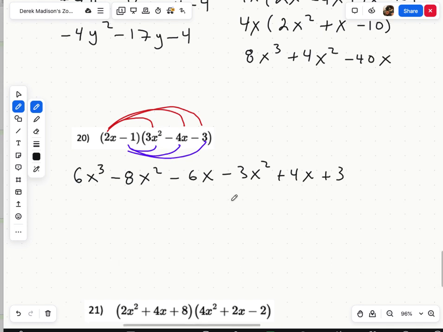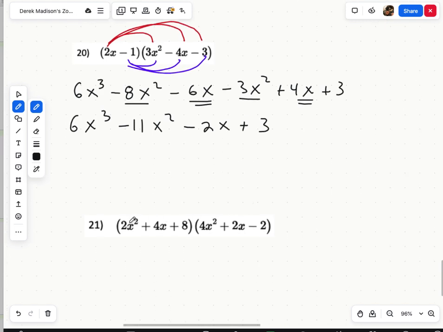And from here, it's like the problems we did in the last section where we're just collecting our like terms. So 6x cubed, that's my only cube term, so we'll write that first. We'll keep things in descending order. So minus 8x squared minus another 3x squared will be minus 11x squared. Minus 6x and plus 4x would put us at minus 2x, and then that 3 on the end is our only constant.